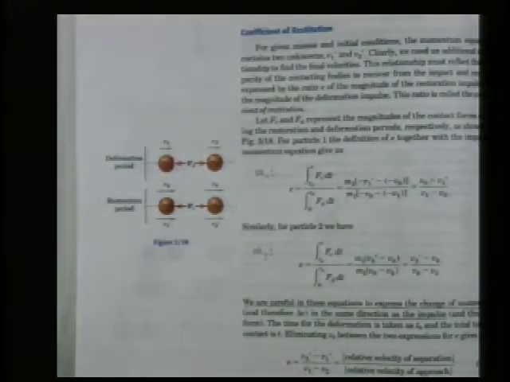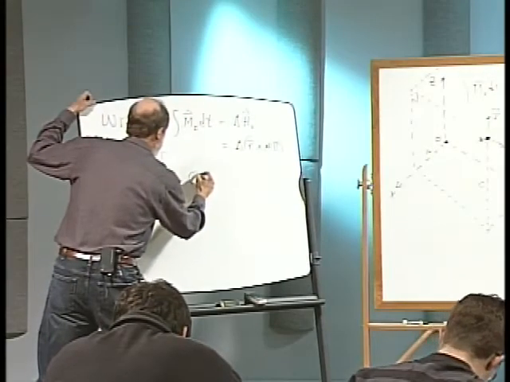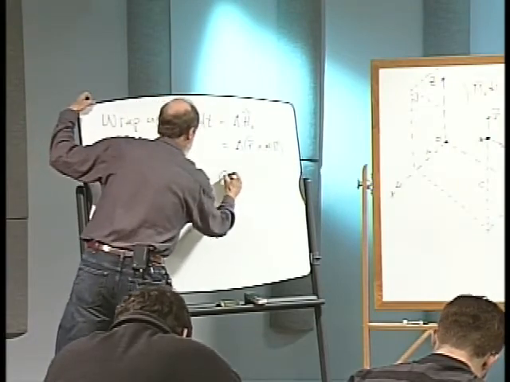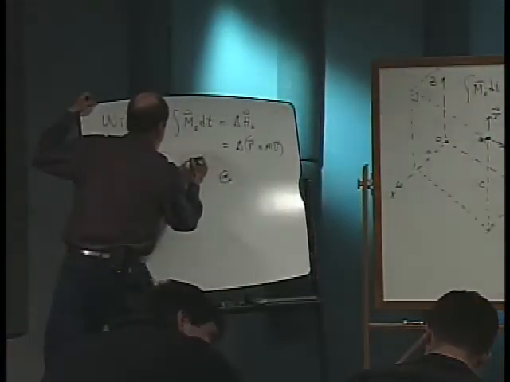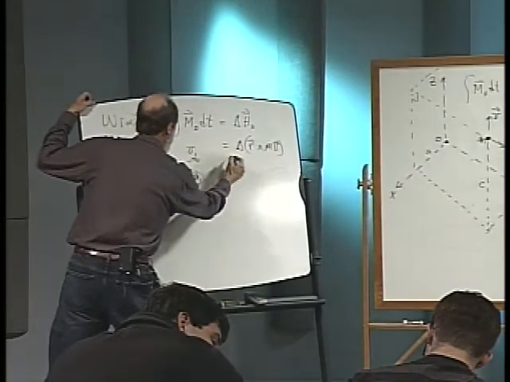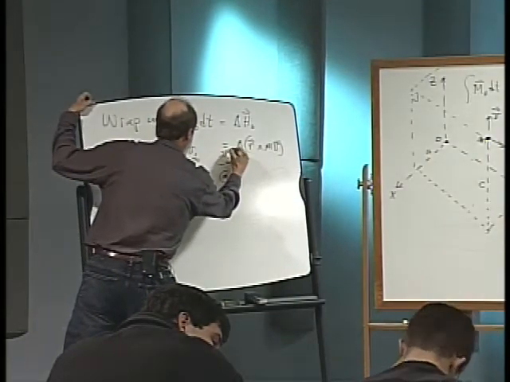So if we write the equations then, M1, M2, and before impact we have V1 and V2.